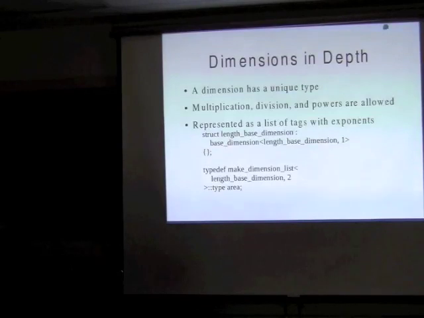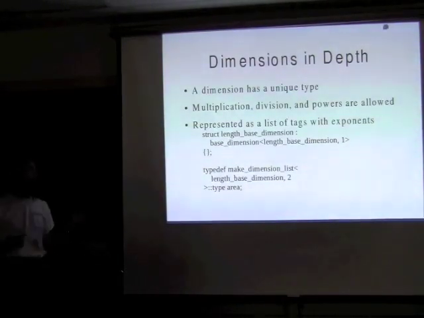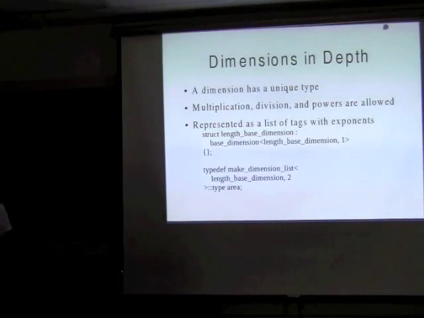Other operations that we can do are multiplication. So if you have length times length, that gives you area. Division, like length over time is velocity. And you can combine them in any way you want. Since we have multiplication, we can allow powers as well. So length cubed is volume. That's pretty straightforward.